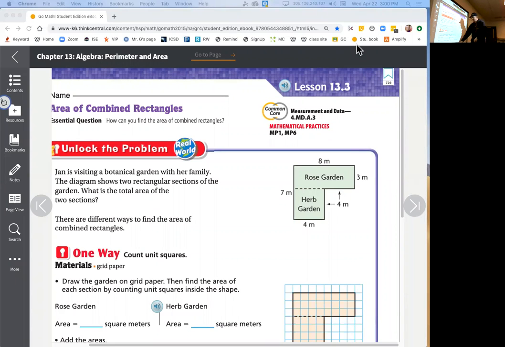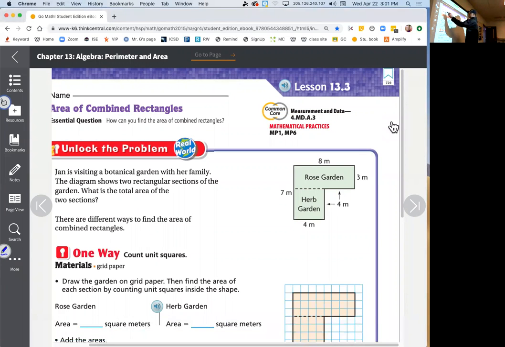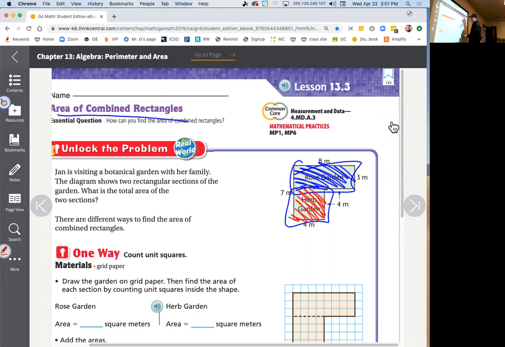All right, it's going to start to get fun. Here we go. We are working with combined areas of rectangles. So we have two rectangles, and we're going to add the areas together. You find the area of this rectangle, then you find the area of this rectangle, and you add them together. Okay? Same thing we were doing yesterday, or Friday. We're just taking two rectangles and putting them together.